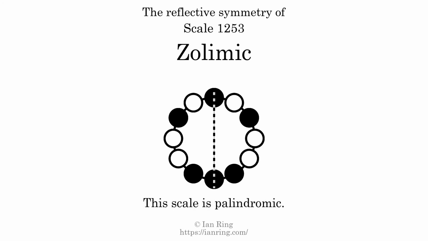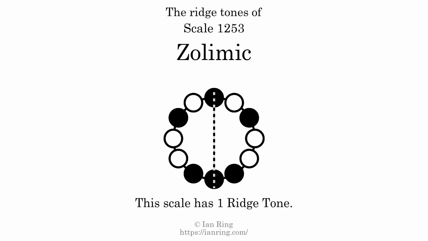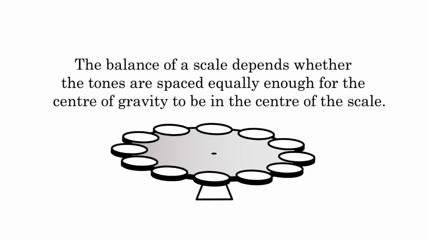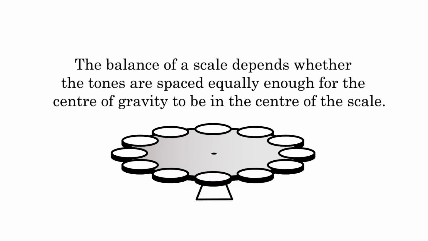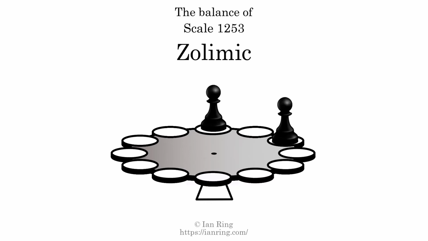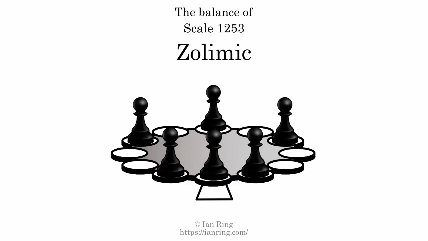This scale has reflective symmetry across an axis positioned at the root tone. This scale has the same pattern of intervals both ascending and descending, so we call it palindromic. This scale has 1 ridge tone. Here, the balance of a scale depends whether the tones are spaced equally enough for the center of gravity to be in the center of the scale. This scale is not balanced.